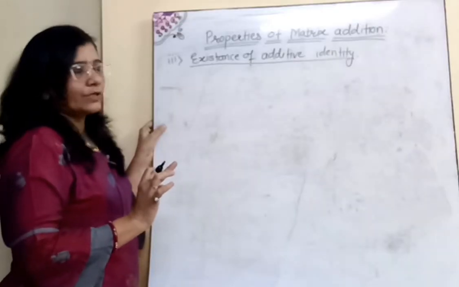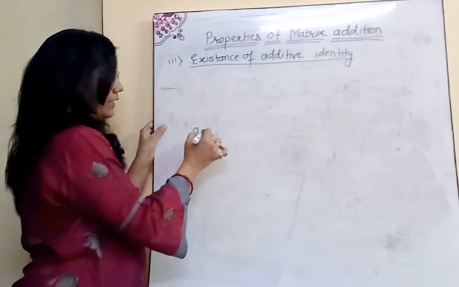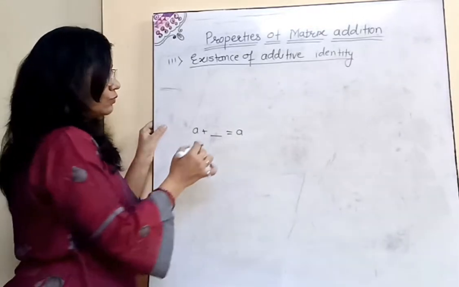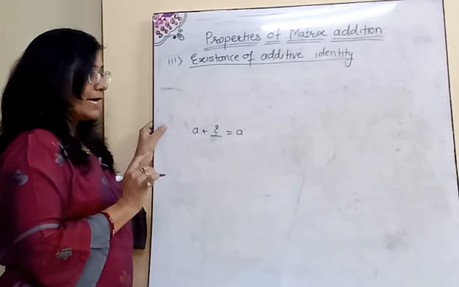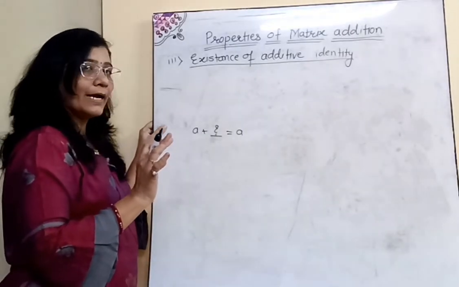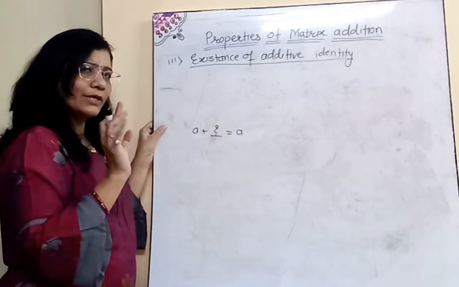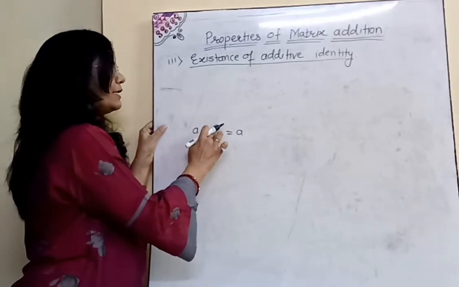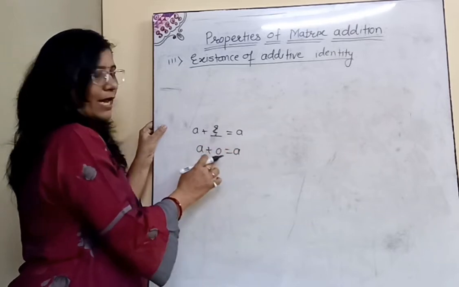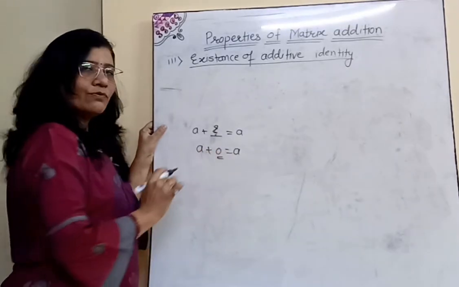Additive identity means what? In general, suppose A is a number and if you add something, then we get the same answer. This is the additive identity. Now in general, for real numbers addition, what will be the additive identity? What do you think about it? Can you think? Okay, so this question mark should be filled by 0. If we add 0 to A, we get the same answer. So this 0 is called the additive identity.